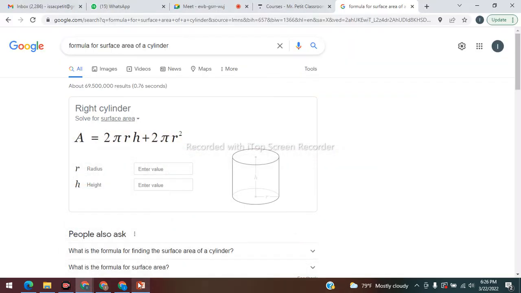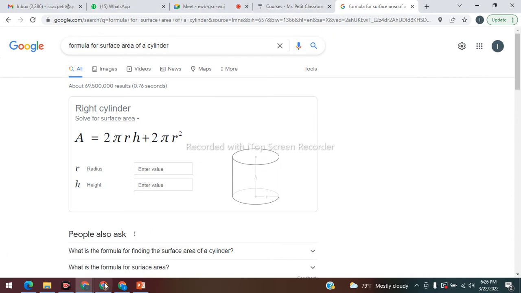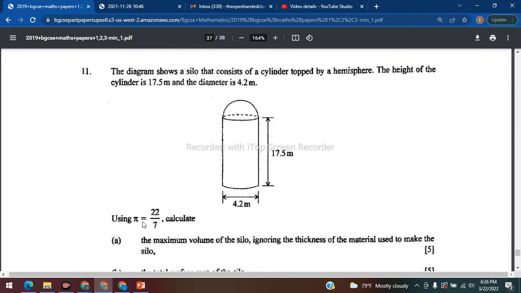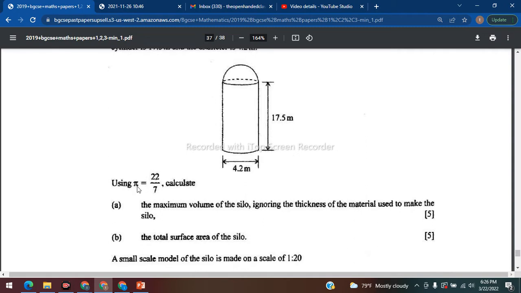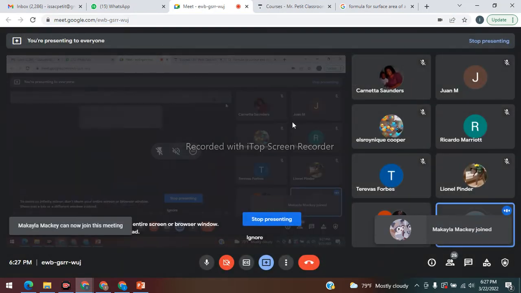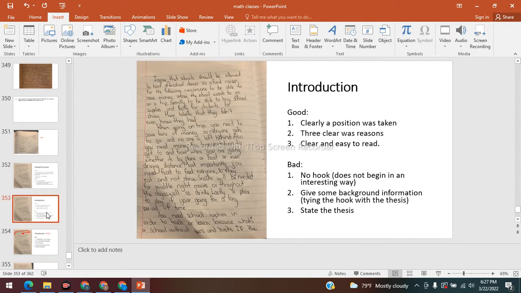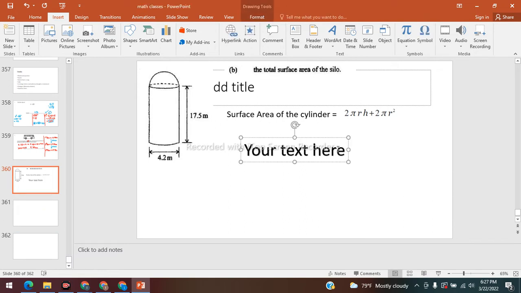Let me go back again to show you. If we go to the question, it is right here. They said using pi equals 22/7. All right, so that's important. That's what we're going to be using for pi, 22/7. Okay, good. So let's make a note of that. Here pi is 22/7.